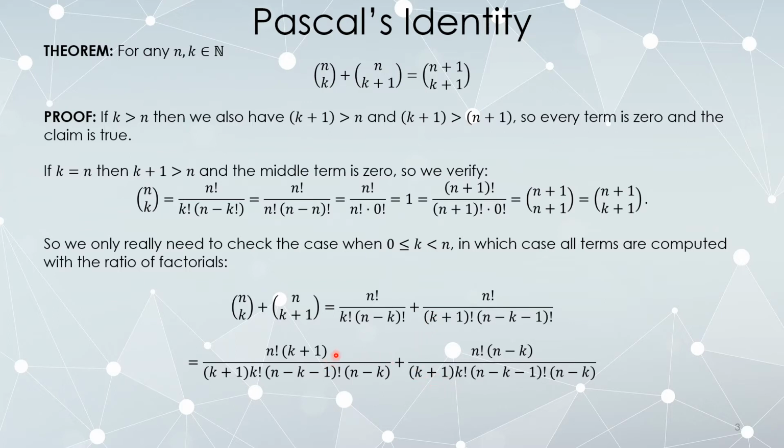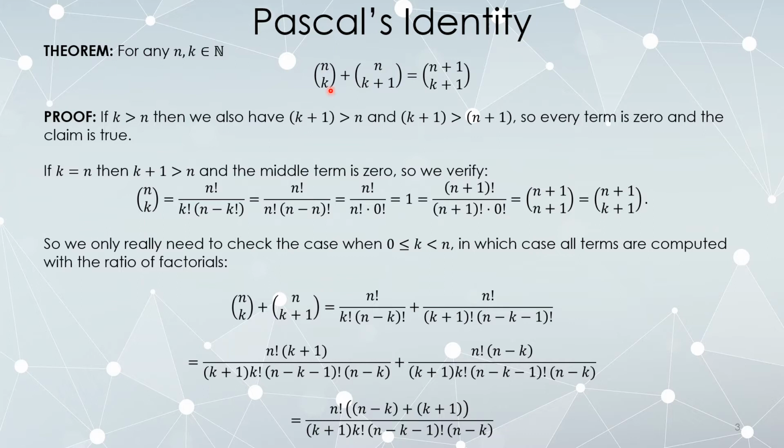Now, why would we go through all the work? This term is equal to that, and this term is equal to that. But now observe that their denominators are identical. We've given them a common denominator, so we can add them. The two numerators both have a term of n factorial. So I have this common denominator, and the numerator is n factorial times k plus 1 plus n factorial times n minus k. And I can factor that n factorial out. N factorial times n minus k plus k plus 1.